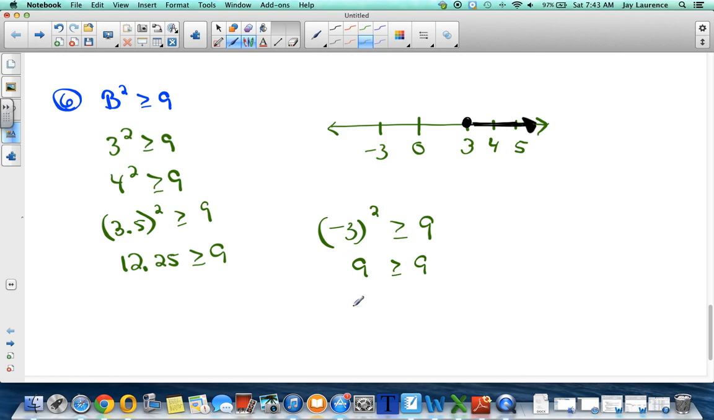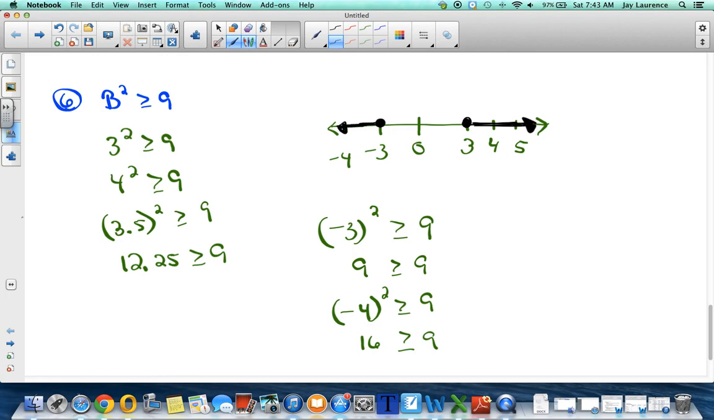What do you think? Megan, what about negative 4? And notice I'm using parentheses. Julia, remember I said when you substitute, it's really smart to use parentheses, especially if it's a negative. Negative 4, is that greater than or equal to 9? Sure it is. Negative 4 times negative 4 is 16. That's greater than or equal to 9. There we go. So it looks like negative 3 is a part of the solution set, and everything smaller than it.